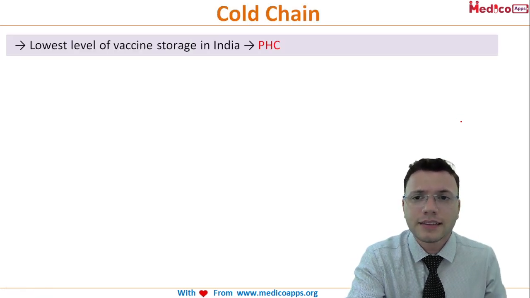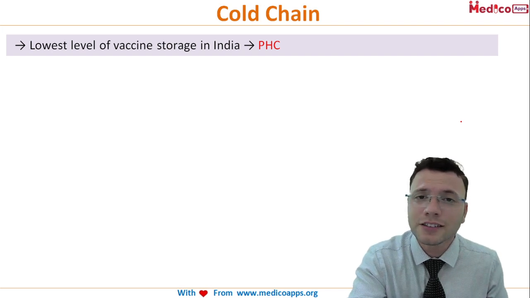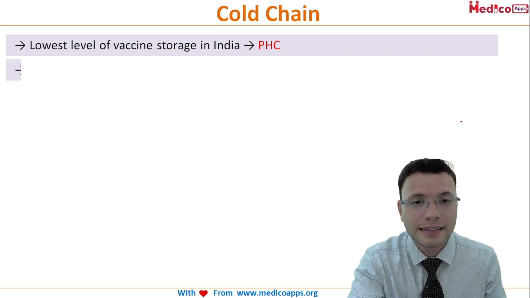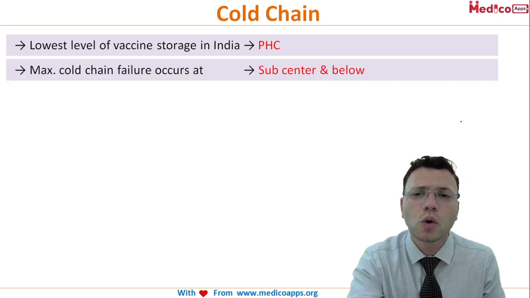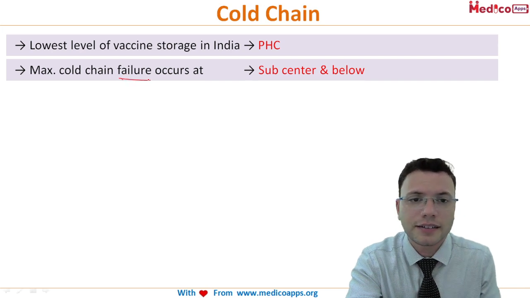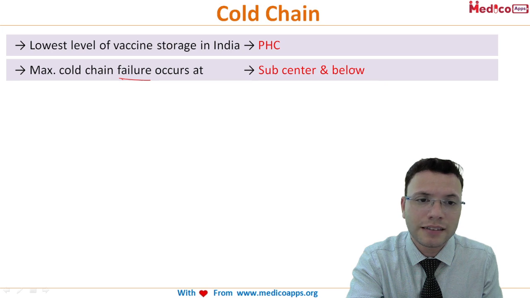Okay. So the question now in cold chain is, the lowest level of vaccine storage in India happens at which level? It is at the primary health center level. The maximum cold chain failure occurs at the lower level, that is the sub center, and below that are the vaccination sites.